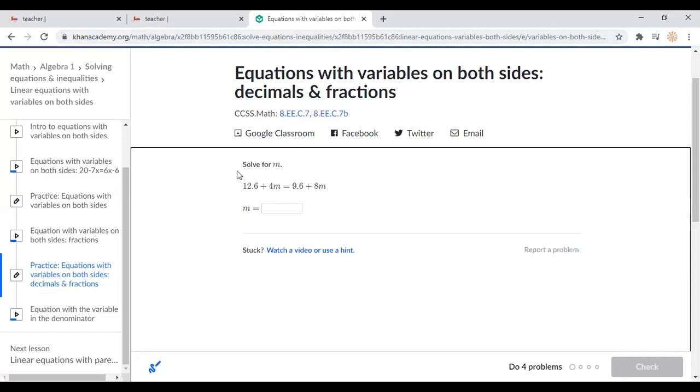So please try to solve this question. Solve for m. We are looking for the value of m. 12.6 plus 4m equal 9.6 plus 8m. Please tell me what the answer is. When you finish, tell me the answer, please.